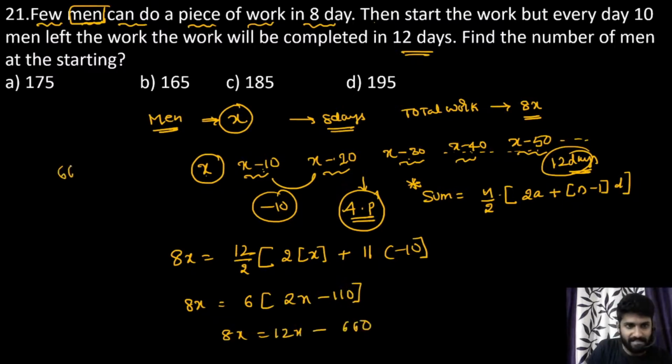Now 660 is exactly equal to 4x. Now the x value becomes 660 by 4. Clear? So 330, 165, guys. So this is exactly 165.